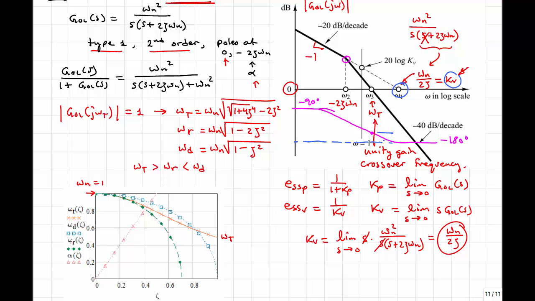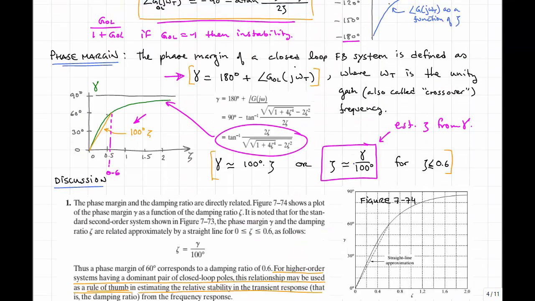This distance here, this is our phase margin. It's the distance from the minus 180 degree line at the point where the magnitude crosses unity. So we can pick that off pretty readily, and if we can determine the phase margin, then we can estimate zeta. That's the idea.